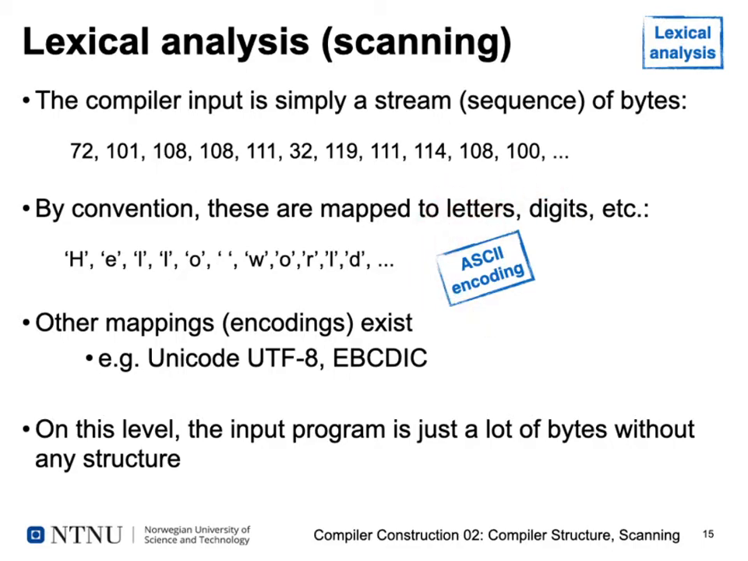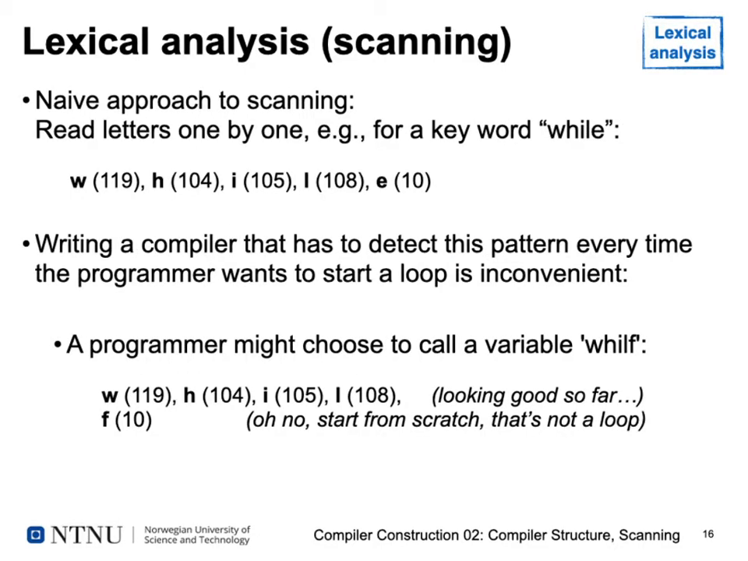So on the input level, when we read our input source code file byte after byte, the input program is just a bunch of bytes, one after the other, and this doesn't have any structure. So we need to put some structure into it. We can start with a very naive approach to scanning, which would be to just use a scanner to read letters one by one.